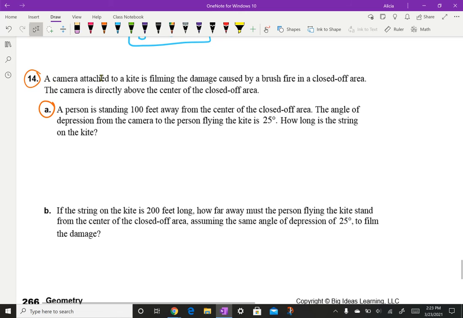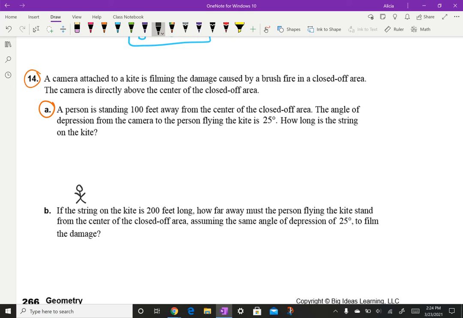It says they have some camera attached to a kite that's filming some damage, right? This must have been before they had drones. So that was caused by a brush fire in a closed off area. The camera is directly above the center of the closed off area. I guess you could also think of a drone as being sort of like a camera attached to a kite that doesn't have a string, if you can find some relation there. All right. So this is what we have going on. We have this person, okay?